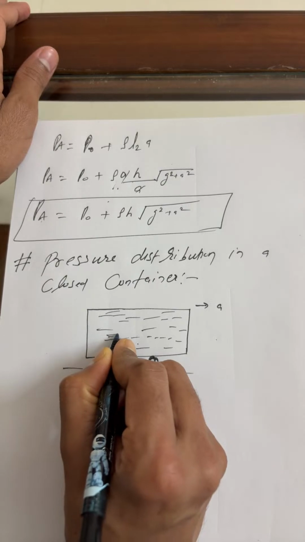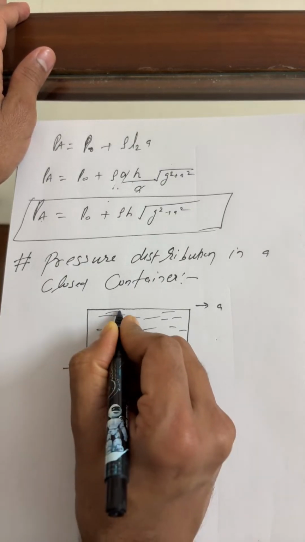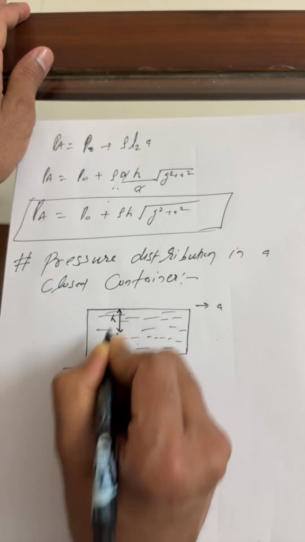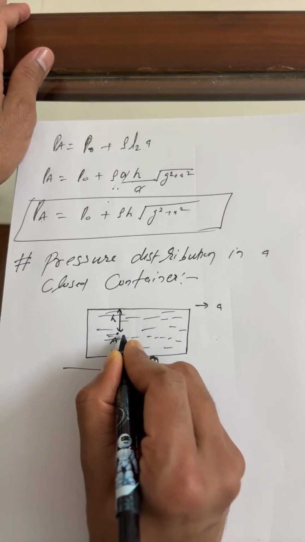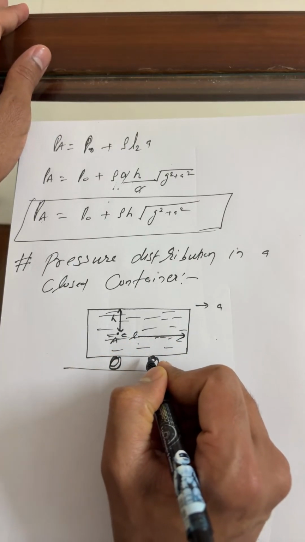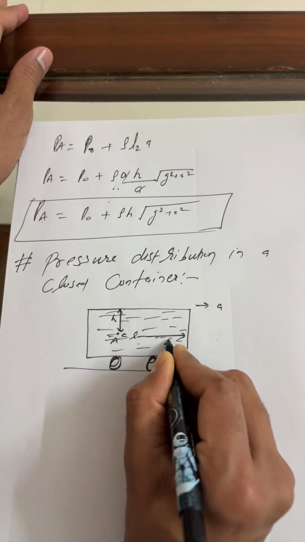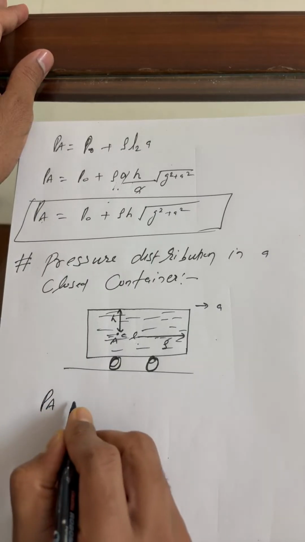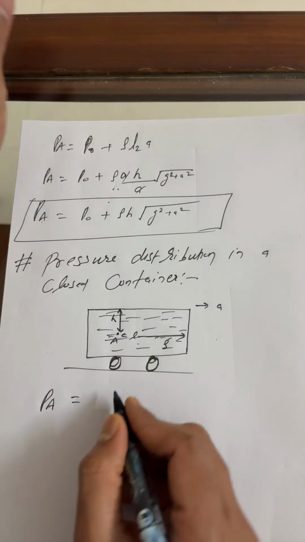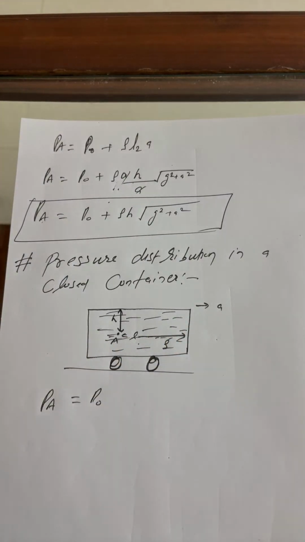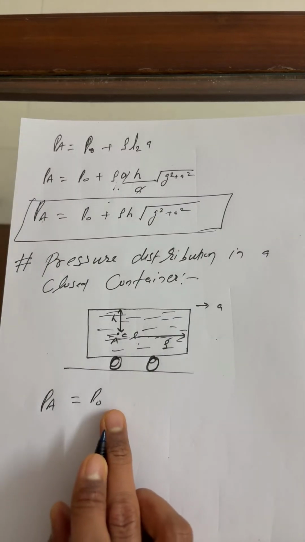Students, let us suppose I'm considering here a point A, which is at a depth h, right? And this length, I'm considering L. Rho you can take, student. Rho is what? Density of water. Now student, I can write pressure at point A. You know, P naught. You can write P naught, but there is no such effect, because it's a closed container. So there is no such effect of this.